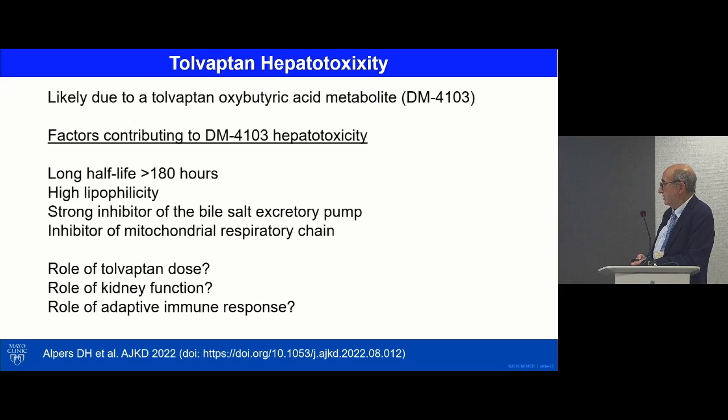Questions that are still not completely resolved include whether the tolvaptan dose is important. Now, patients that have a GFR below 30 have a greater exposure to tolvaptan. Whether that plays a role in the hepatotoxicity is another unresolved problem, and the role of the adaptive immune response also has not been clarified.